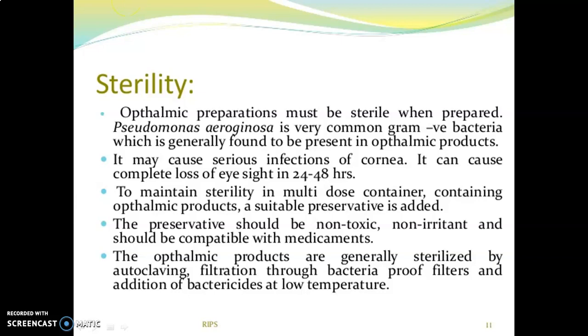Then the next is sterility. Ophthalmic preparations must be sterile when prepared. Pseudomonas aeruginosa is a very common gram-negative bacterium which is generally found to be present in ophthalmic products. It may cause serious infections of the cornea. It can cause the complete loss of eyesight in 24 to 48 hours. To maintain sterility in a multi-dose container containing ophthalmic products, a suitable preservative is added. The preservative should be non-toxic, non-irritant and compatible with the medicaments. Ophthalmic products are generally sterilized by autoclaving, filtration through bacteria-proof filters, and addition of bactericides at low temperature.